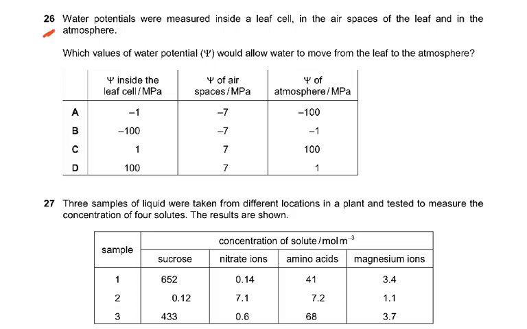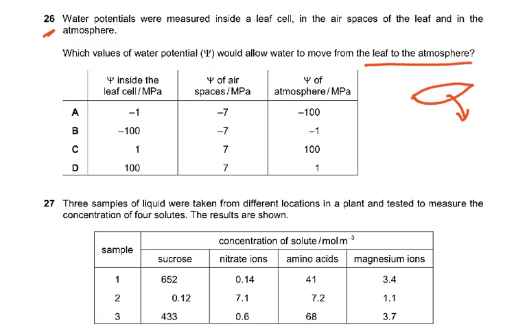Question number 26. Water potentials are measured inside a leaf cell, in the air spaces of the leaf, and in the atmosphere. Which values of water potential would allow water to move from the leaf to the atmosphere? So this is the leaf, and what would make water vapors move from the leaf to the atmosphere? So the only possibility is that it will move from a higher water potential to a lower water potential.